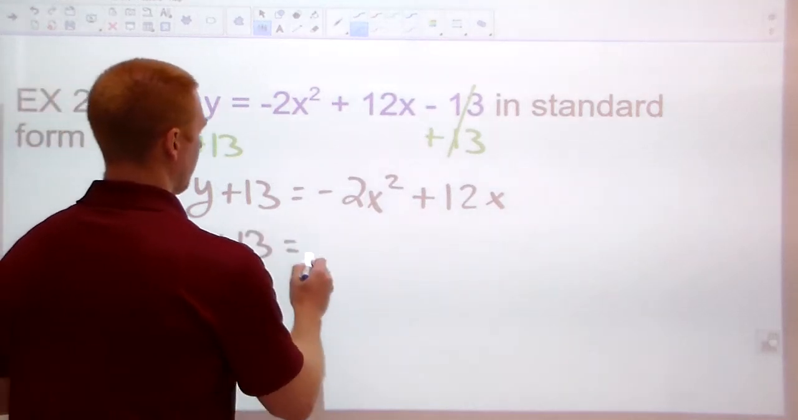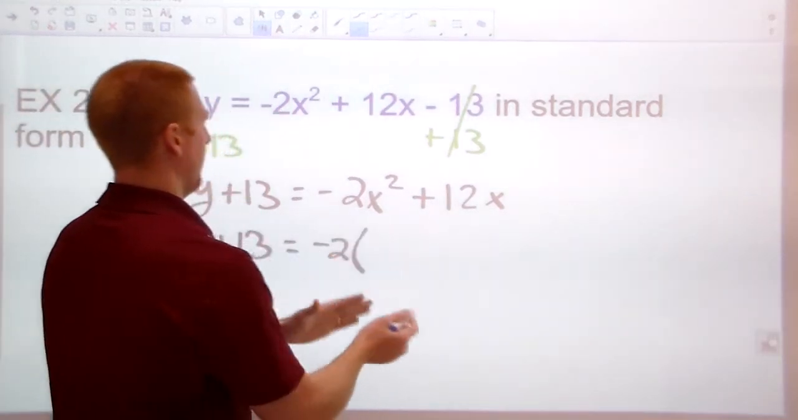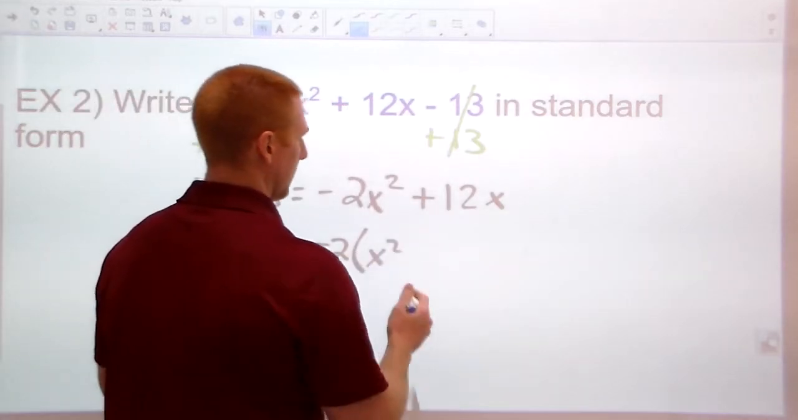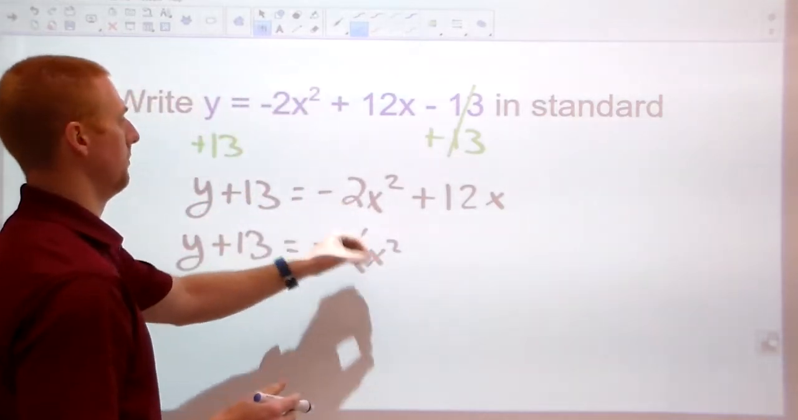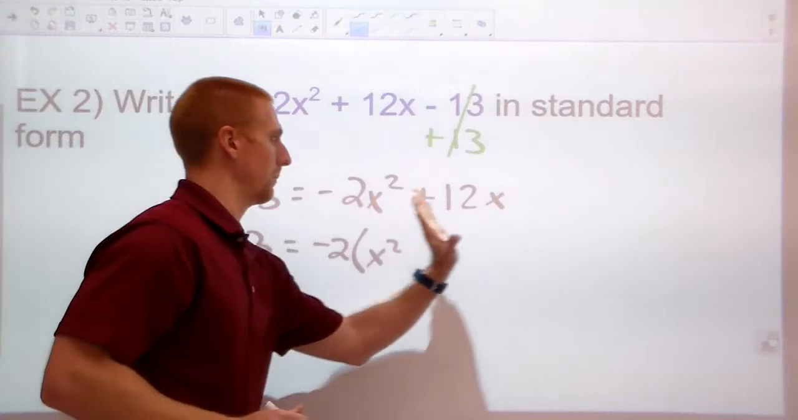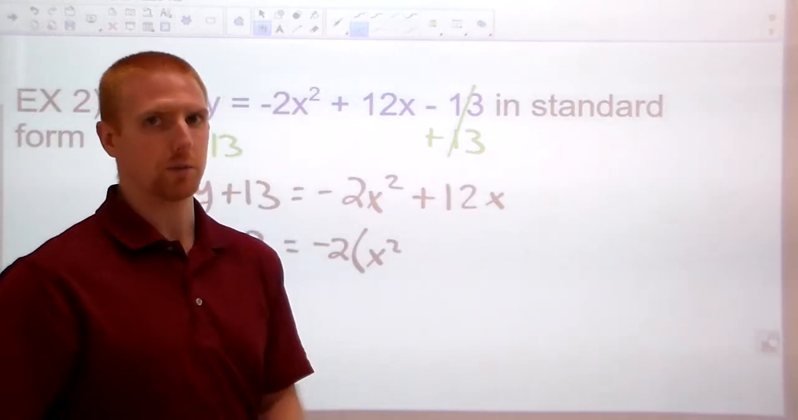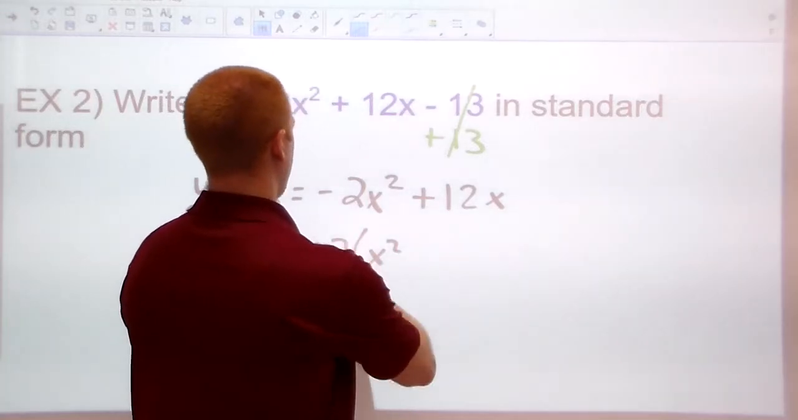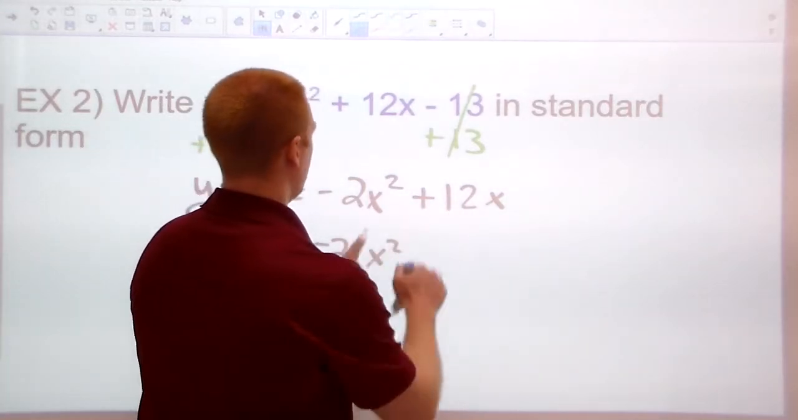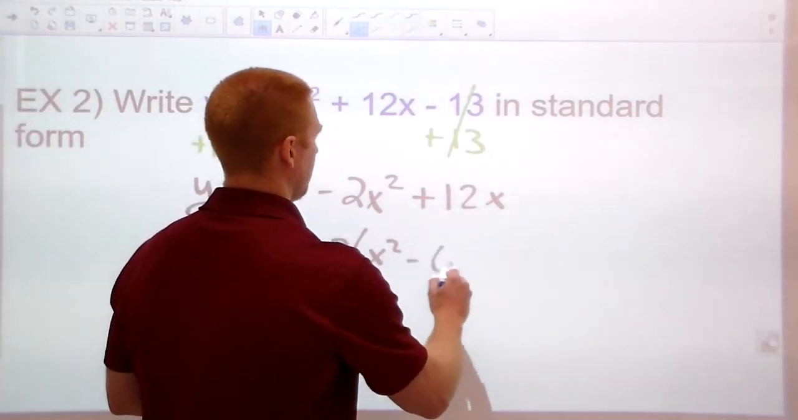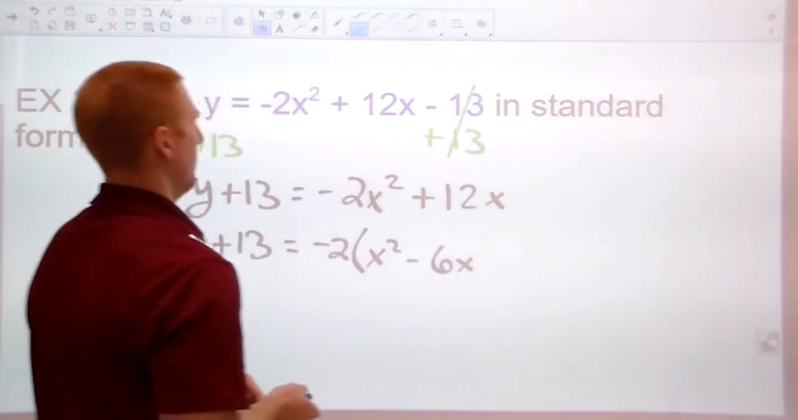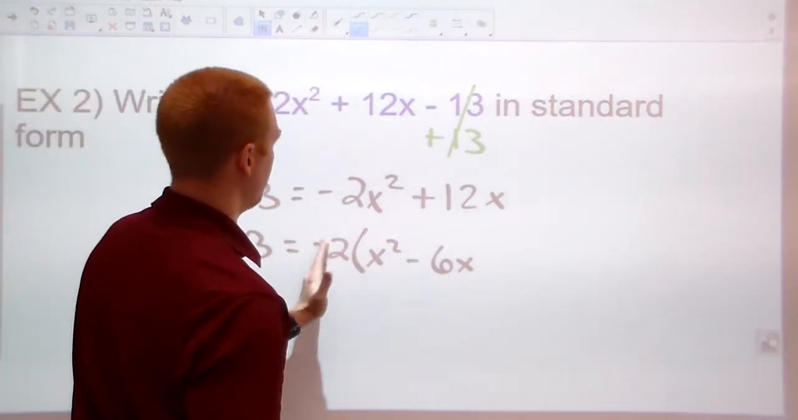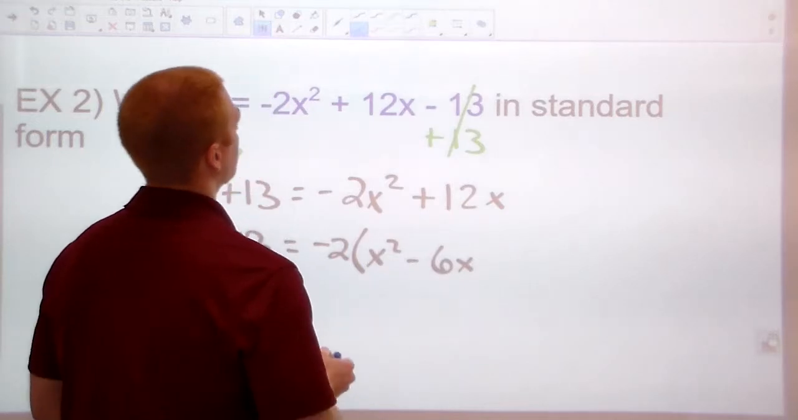So I'll leave the left side the same, and we'll take negative 2 out. So again, whatever's in front of x squared, you factor that out, no matter how complicated it makes this second part. Sometimes it's going to be a fraction over there, and that's okay. All right, so take negative 2 out of that. Take negative 2 out of 12x, you're going to get minus 6x. And always do a quick confirmation, distribute back out, make sure it all checks out.